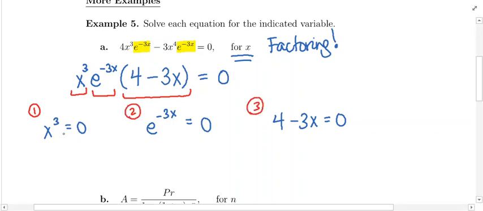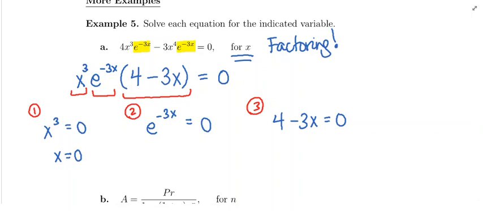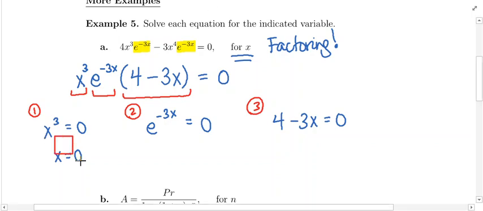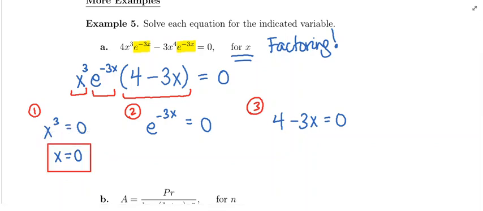This first one, x cubed is equal to 0. Take the cube root of both sides. Clearly, x equals 0 is going to be the solution for this particular equation. So here is one of the solutions. We don't have to check the answers. This is not logarithmic. There are no logarithms in the original equation, so we can go ahead and declare that a solution.